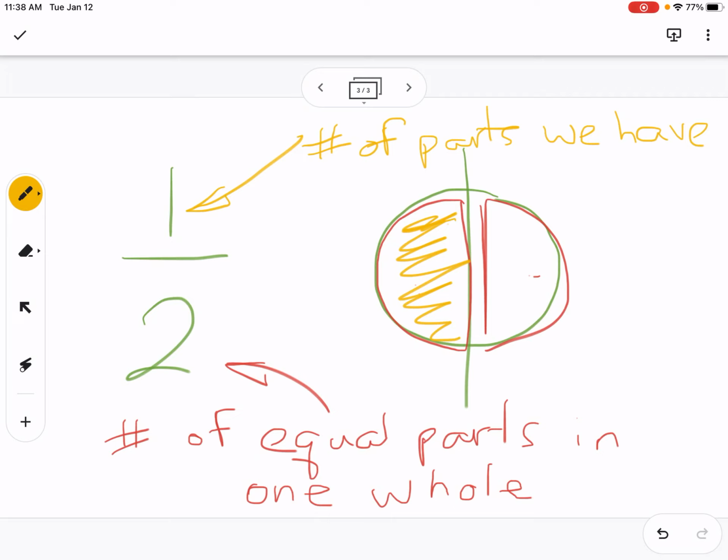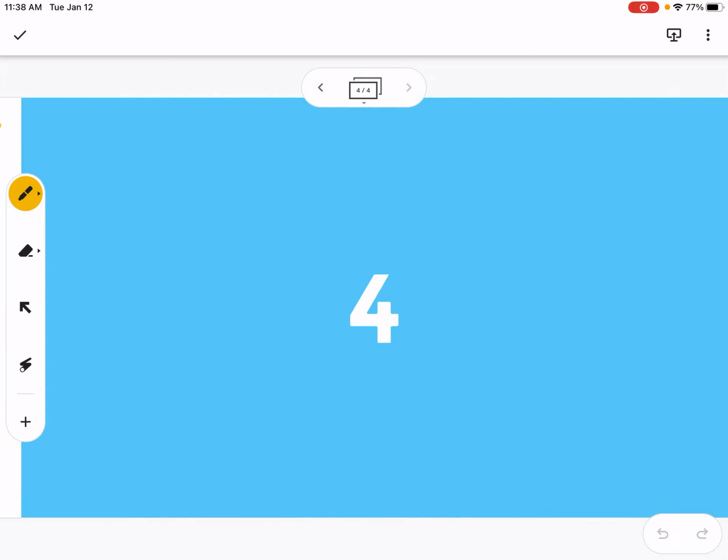So the bottom number talks about how many equal parts in one whole. And the top tells me how many of those parts do we have. So we're looking here with this yellow side of the pizza. This yellow half circle is 1/2 of the pizza.